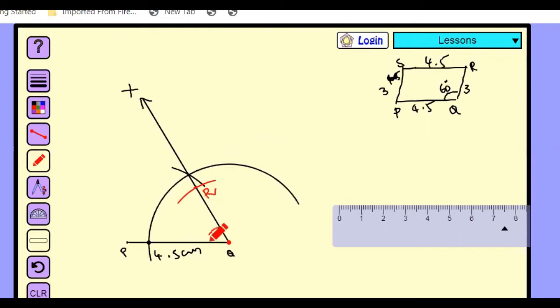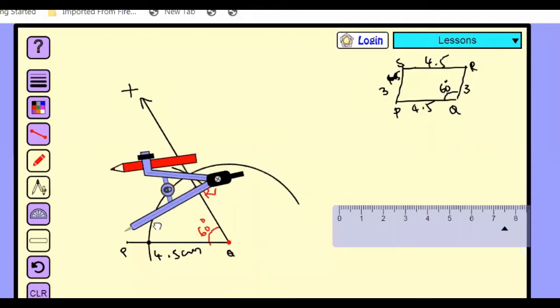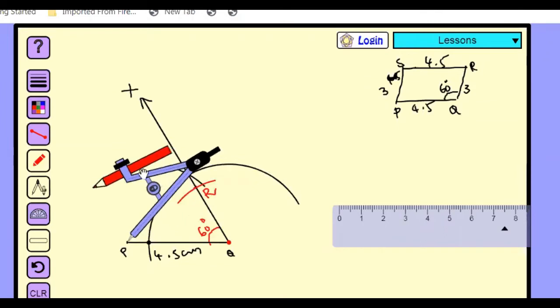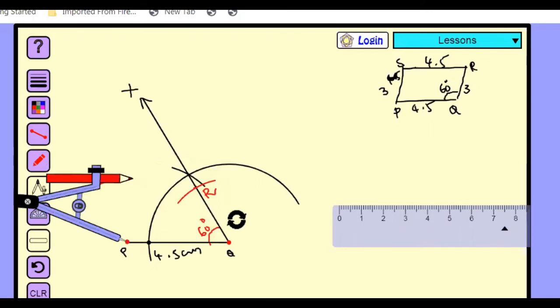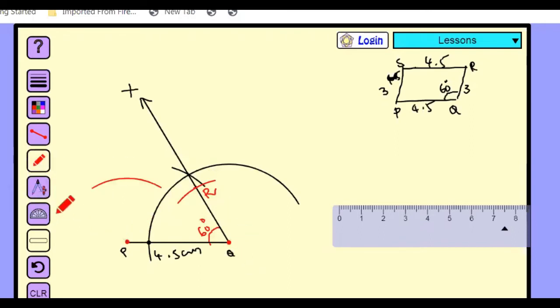Now angle Q is 60 degrees, and we got the point R on that QX ray. Now the length of PS is also 3 centimeters, so now draw another arc from center P. Why? Because the length of PS is 3 centimeters. So draw an arc from center P.